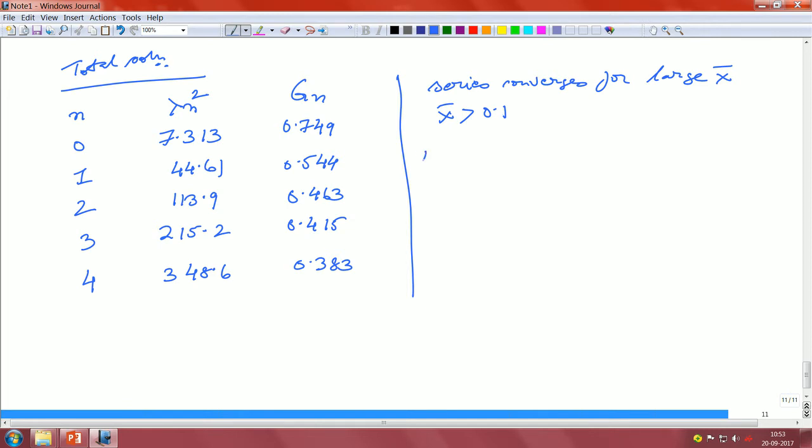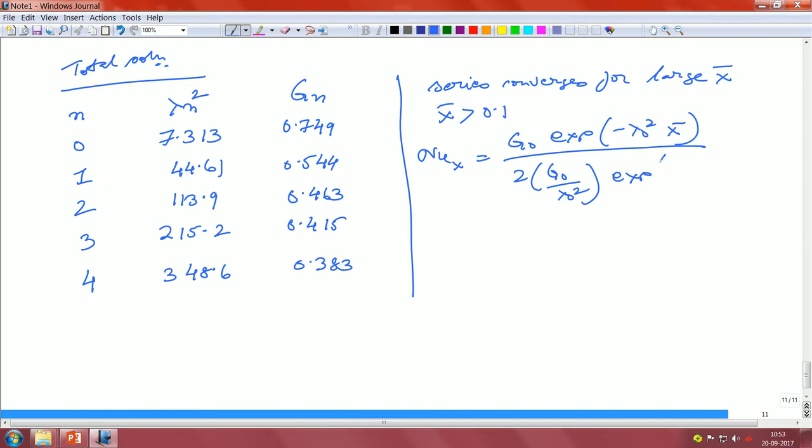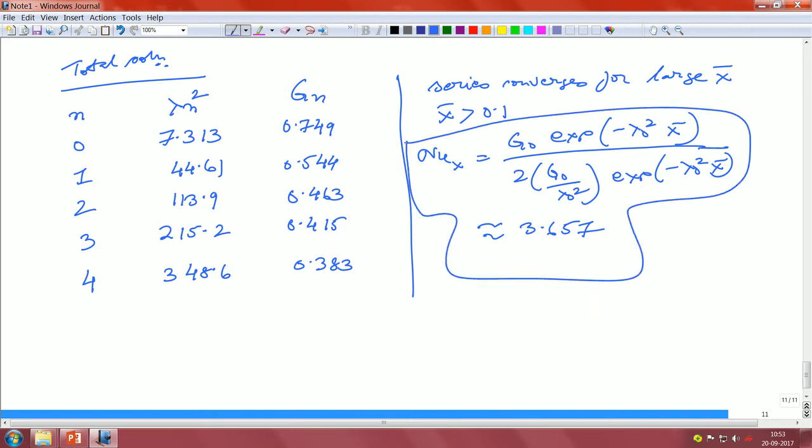Okay. So, your Nusselt number based on this becomes g naught exponential minus lambda naught square into x bar divided by 2 g naught by lambda naught square exponential minus lambda naught square into x bar, right. This will give you in the fully developed regime some value of approximately 3.657, which agrees very well with our estimate of a constant wall temperature that we had earlier, right. So, that would be very consistent with this value at the end after the series converges.